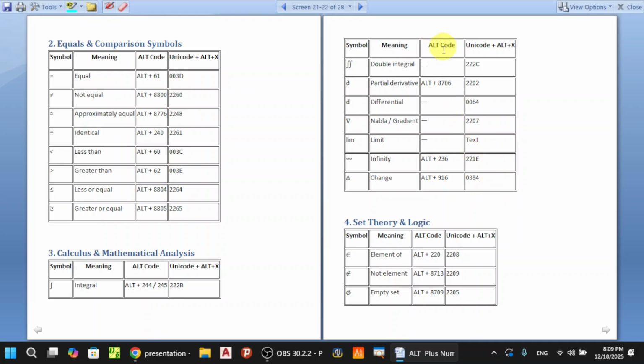There is no Alt code for all symbols. So using Unicode is, for example, how you write a double integral: you just write 222c, then hold down Alt, press X, and release Alt. That's how you get the double integral. So this is how it works.